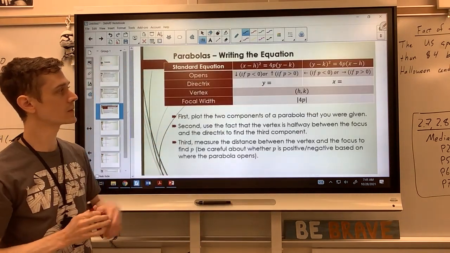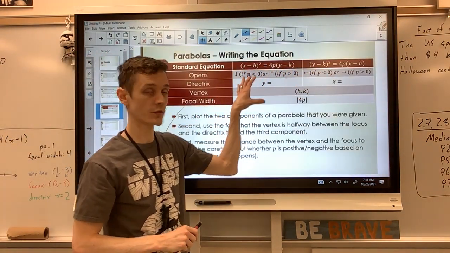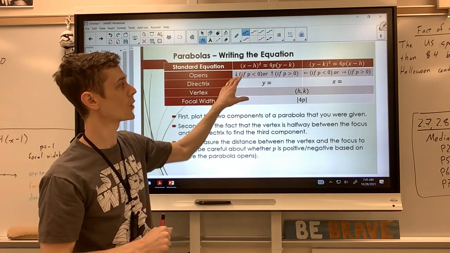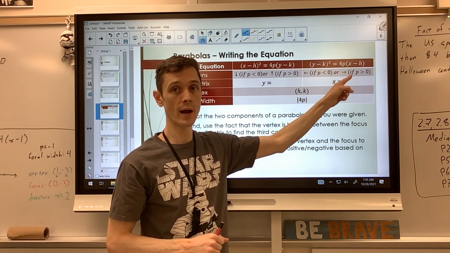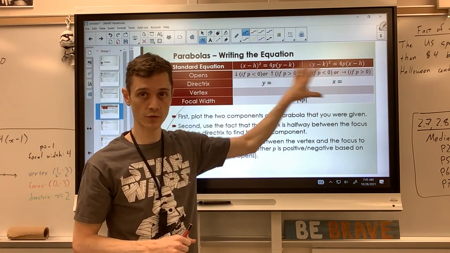Speaking of the standard form, here it is. Now we have two different equations for parabolas, because there's the case where the parabola is opening up or down, and then there's the case where the parabola is opening to the left or right. So some of the variables do flip around.